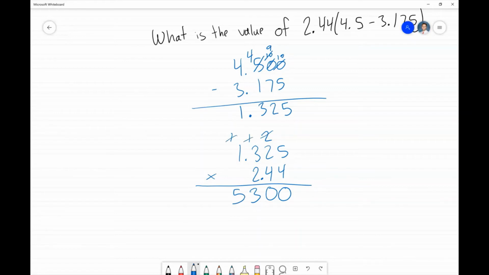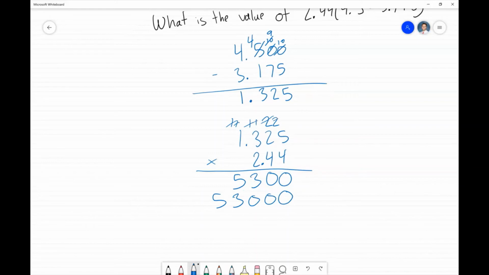Now we're moving on to the next one, so we bring this 0 down. 4 times 5 is 20. 4 times 2 is 8, plus 2 is 10. 4 times 3 is 12, plus 1 is 13. And 4 times 1 is 4, plus 1 is 5. We're done there. Now we need 2 zeros.